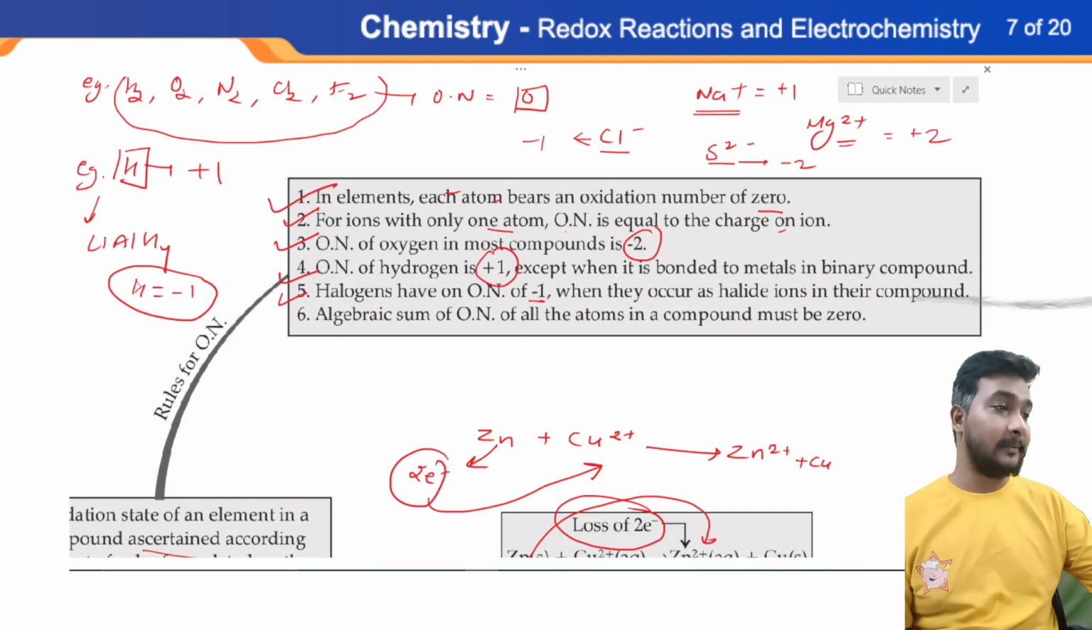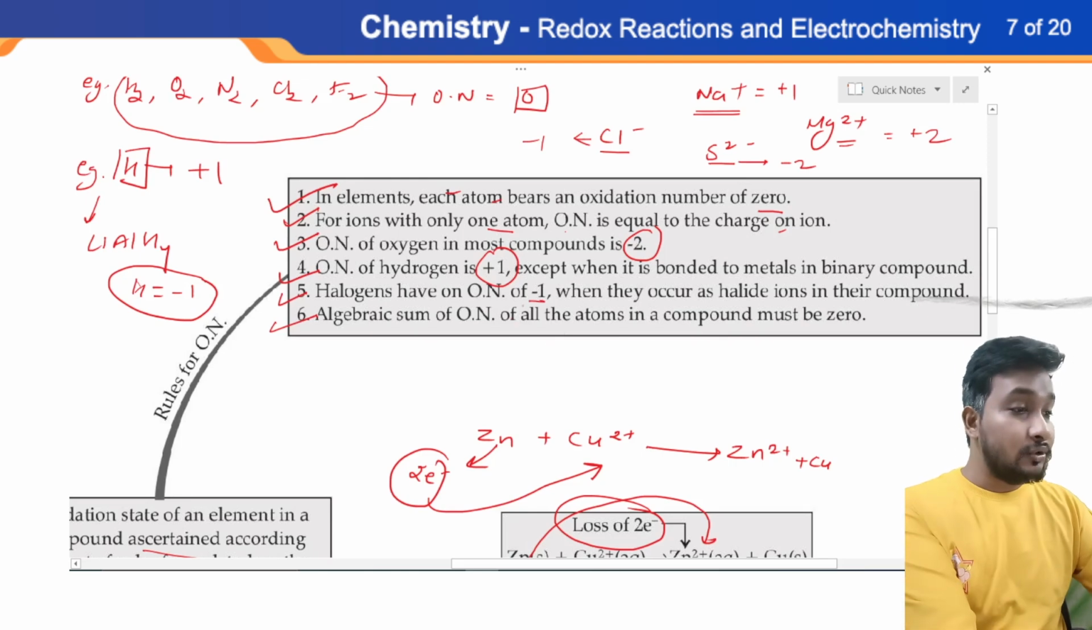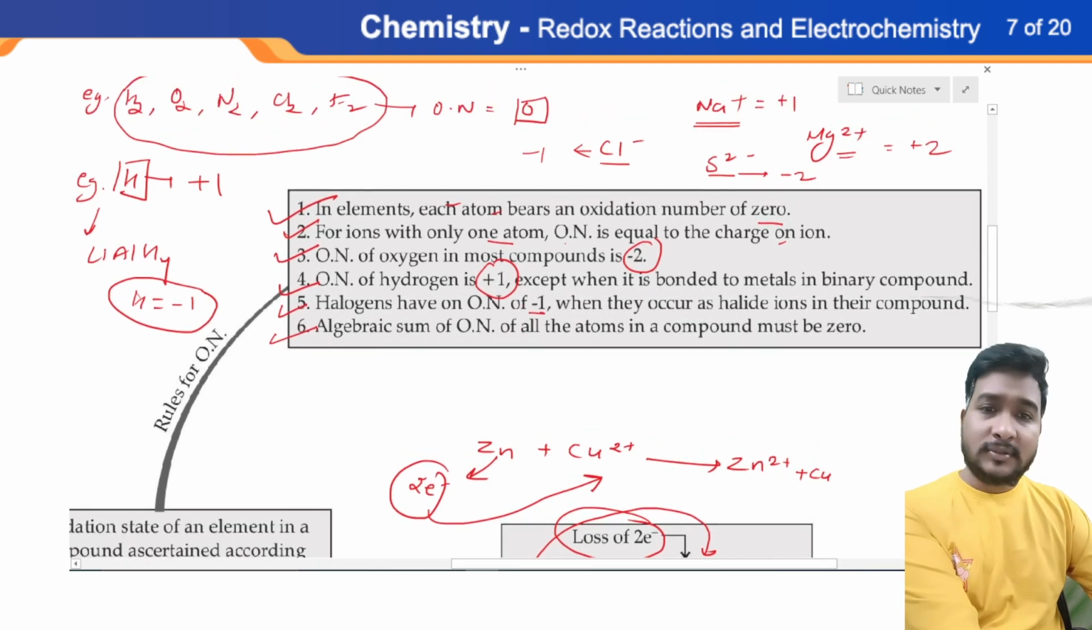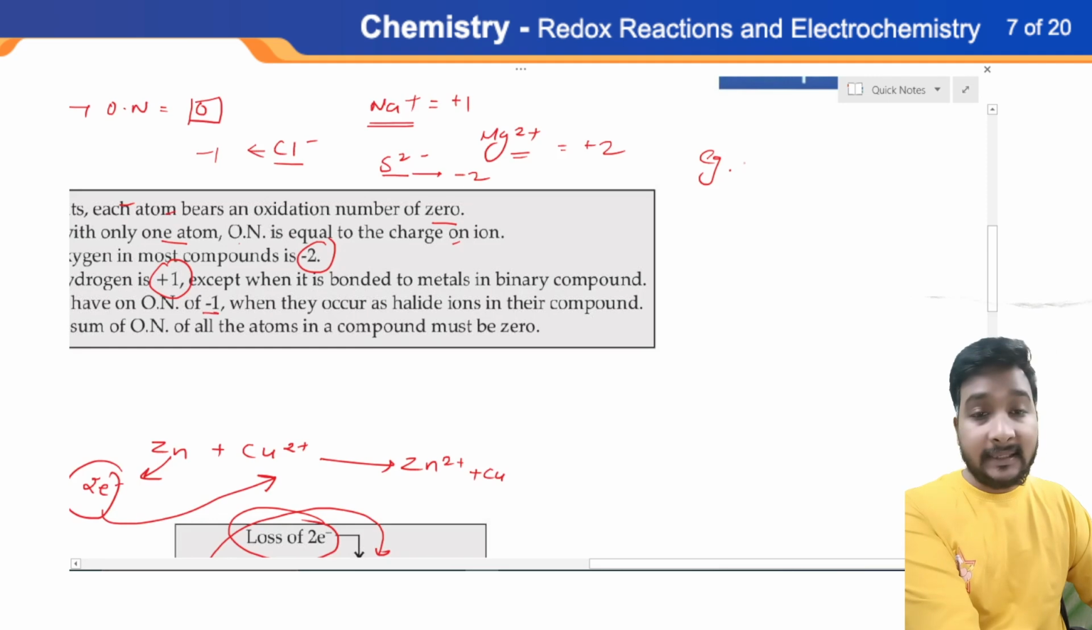Okay, and the last rule, but not the least: the algebraic sum of oxidation numbers of all the atoms in a compound must be zero. But this is a very obvious thing, you should remember that. So we have studied the rules. Let me tell you two simple examples. Now, this topic belongs completely to physical chemistry, and it gives numerical problems.